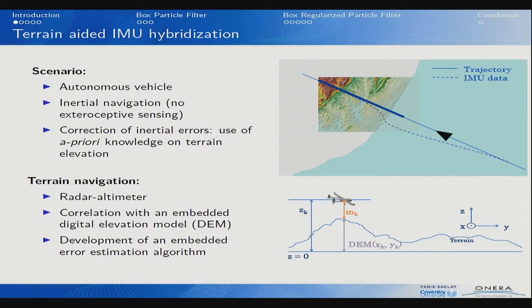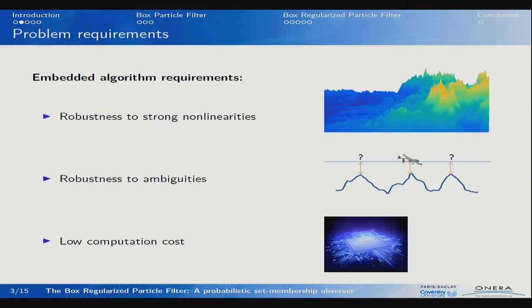We embed a digital elevation model map of a given area that we plan to fly over. It contains the elevation of the terrain. And we want to correlate those embedded data with a very simple measurement, that is the relative elevation MK between the aircraft and the ground. So we have to develop an algorithm that correlates those data to rebuild the state, the navigation state, position, velocity, altitude, to correct the navigation estimate.